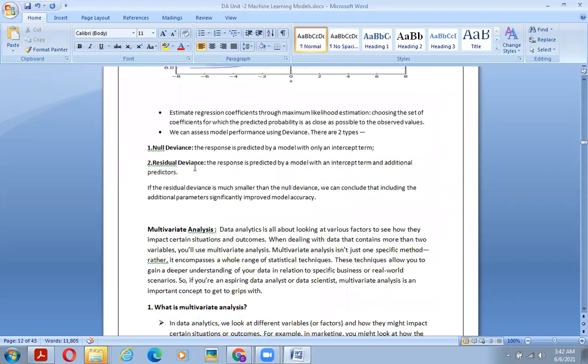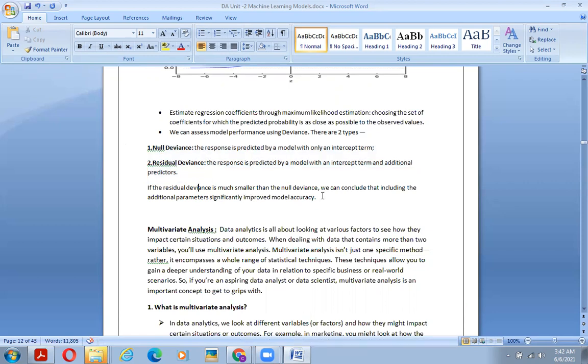Then we go for performance measures, such as deviance, when we implement logistic regression. Null deviance is where the response is predicted by the model with only the intercept term, and residual deviance is where the response is predicted by the model with the intercept term and additional predictors.